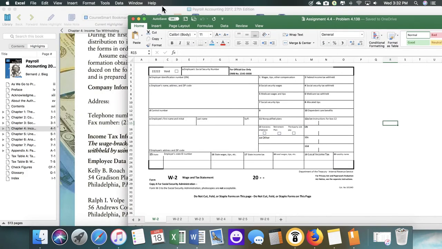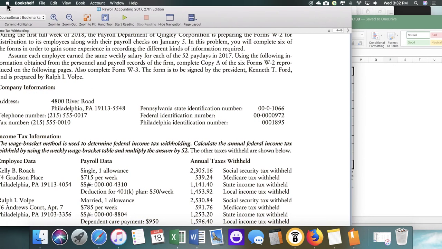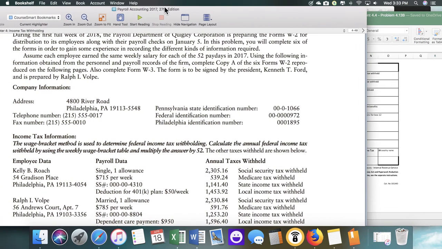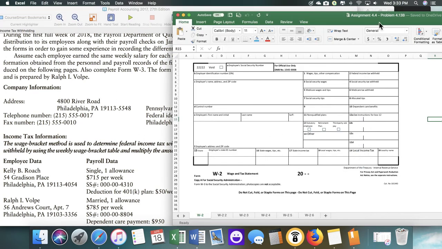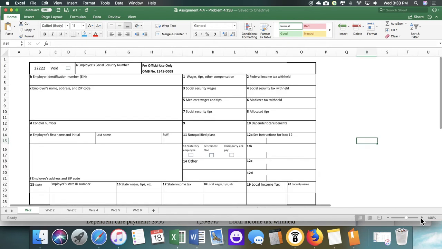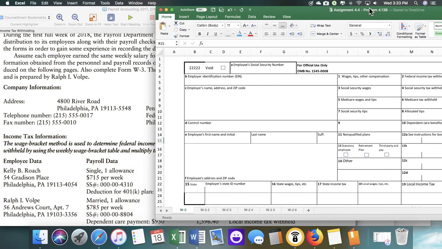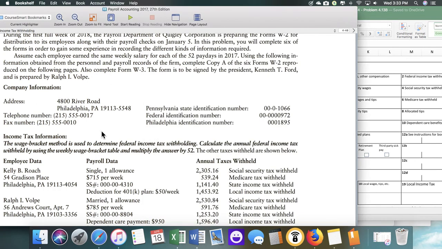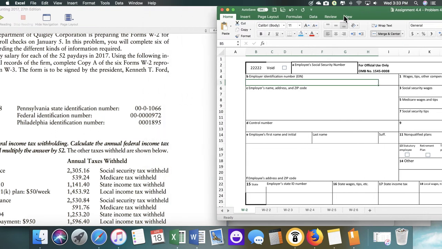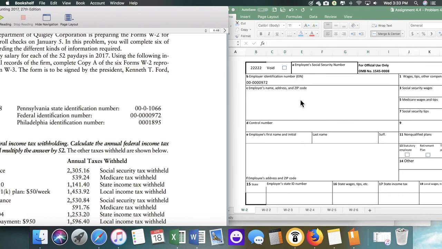I'm going to try to do kind of a split screen type of thing so you guys can see everything better. So let me zoom in on the Excel spreadsheet, make it a little bit easier to see. Okay, so the first thing we're given is we need the employer's identification number. So that would be the federal identification number. In this case, it is 00-0, and 4 more zeros, 972. The employer's name and address is Quigley Corporation.